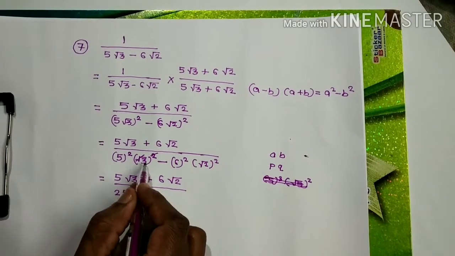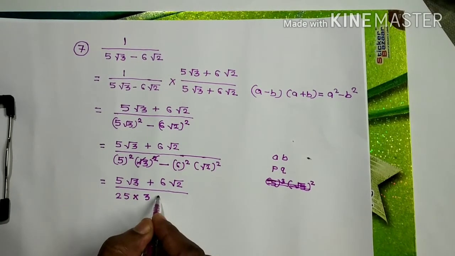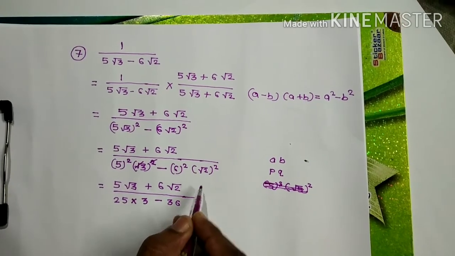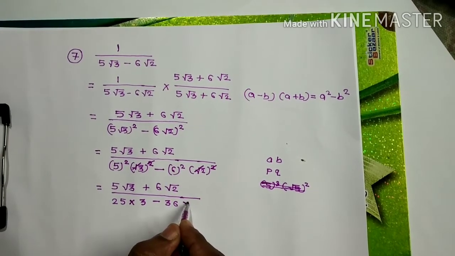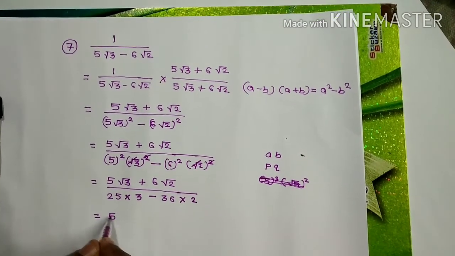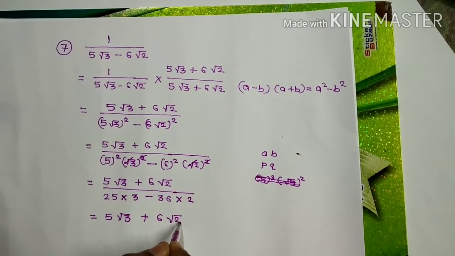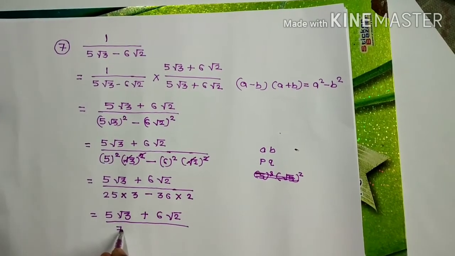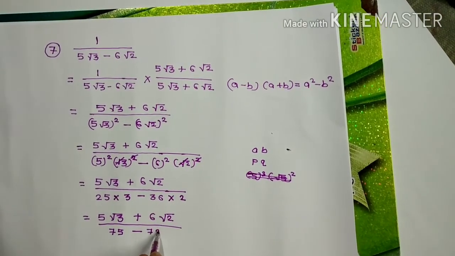5 square is 25, and after cancelling this root and square, so what remains? 3. So minus 6 square is 36. Then here also square root and square gets cancelled. So what remains? So you have to use multiplication operation, and here 2. Then next step is 5 root 3 plus 6 root 2 divided by 25 multiplied by 3 is 75 answer. Then minus 36 multiplied by 2 is 72.